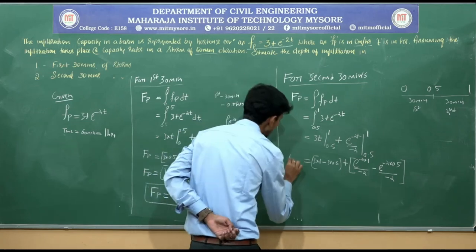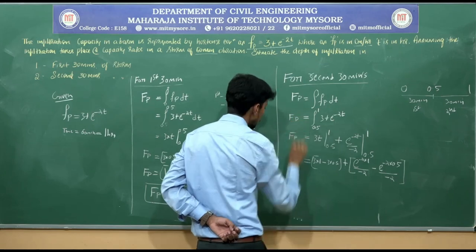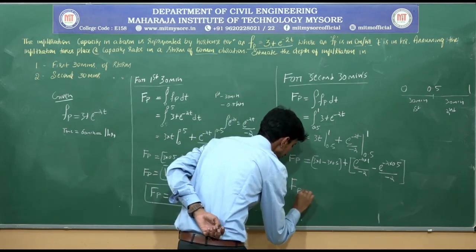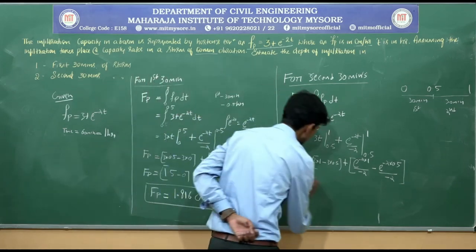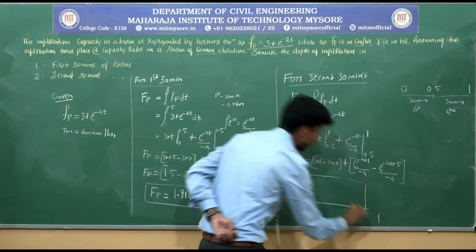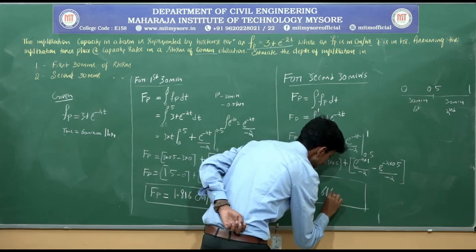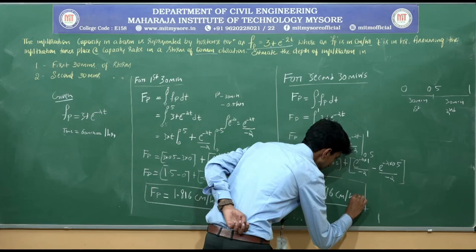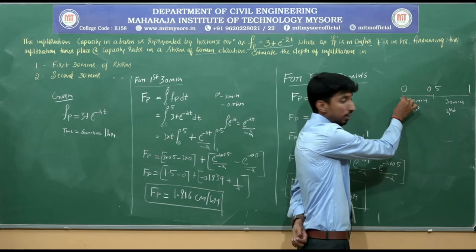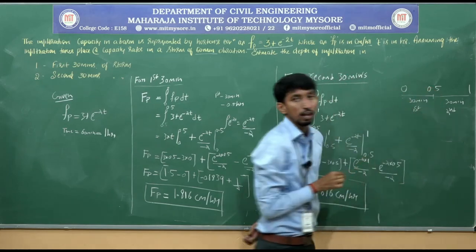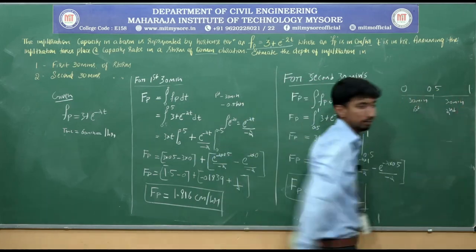If we substitute this value, we will get the infiltration capacity at the next 30 minutes or second 30 minutes. It will be around 1.616 centimeter per hour. For first 30 minutes, we need to consider the limit 0 to 0.5. For second 30 minutes, we need to consider the limit from 0.5 to 1.